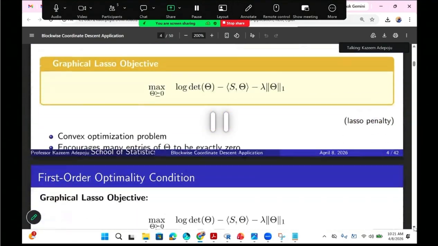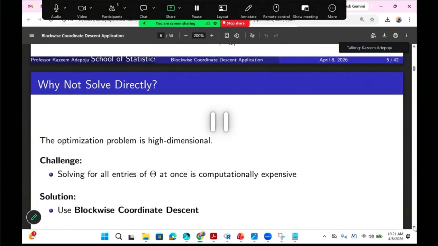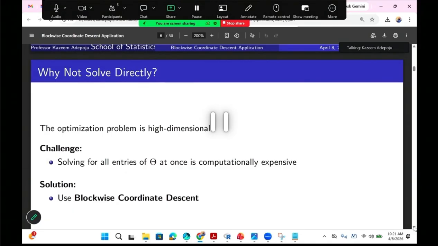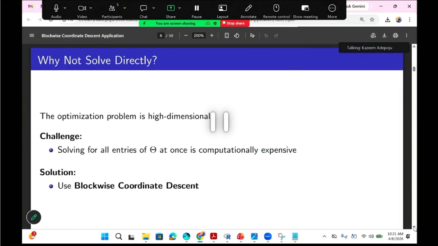Somebody may ask, why is it that we can't solve it directly? Because high-dimensional optimization is generally a problem. The challenge is solving all the entries of the precision matrix at once. It's going to be computationally expensive. Because of that, we're going to use a blockwise coordinate descent.